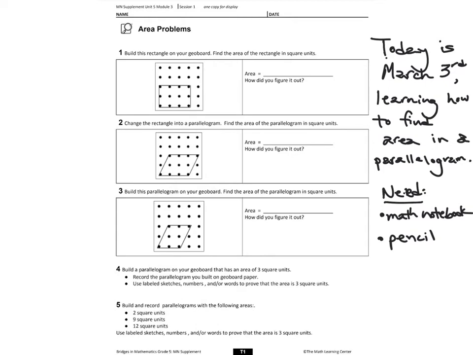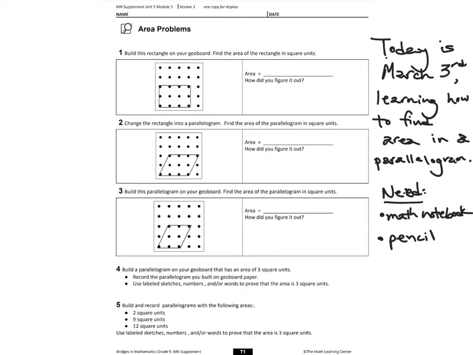Okay, we've got some examples of some teacher pages that I'm going to go through. What I would like you to do is to please sketch out these parallelograms and take notes on area and how we found them. All right?